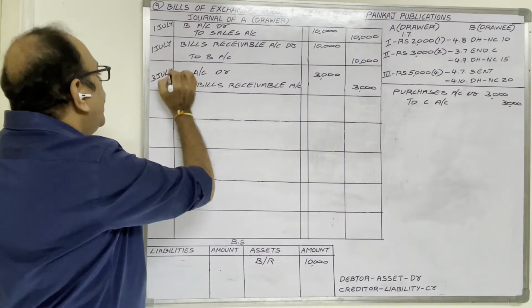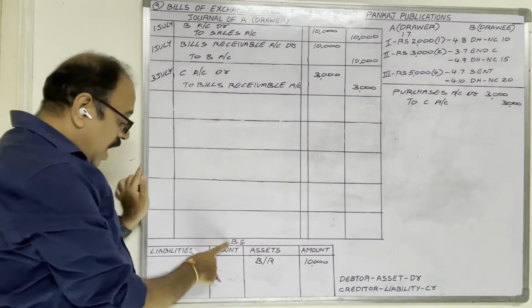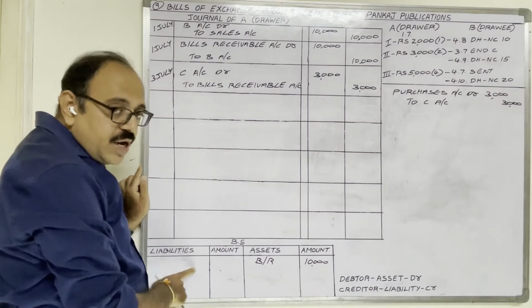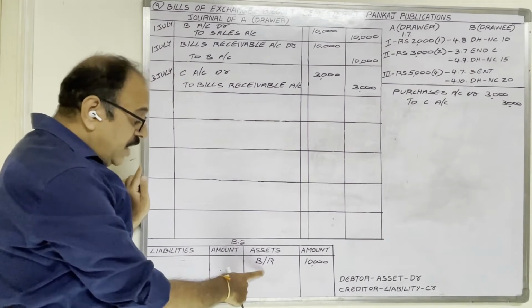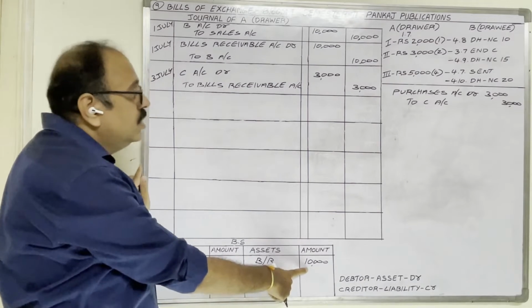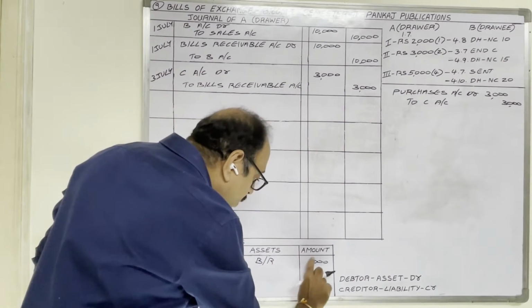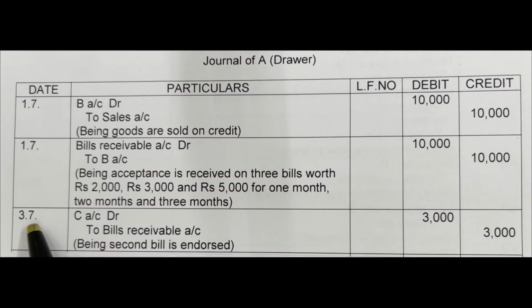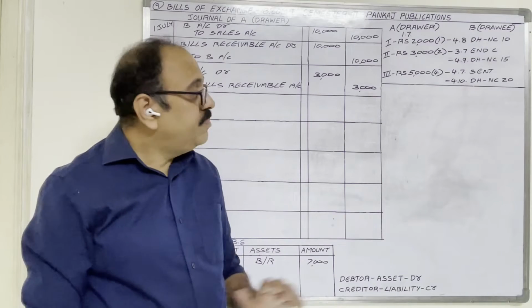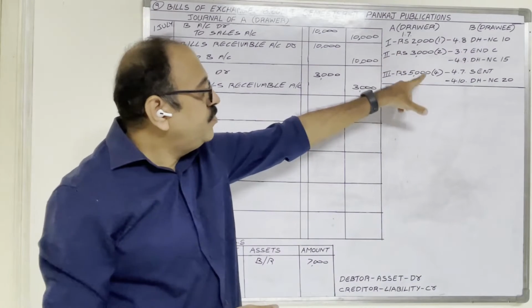What is the effect on balance sheet? On the liability side, creditor will get cancelled. On the asset side, in the 10,000 bill, 3,000 we are cancelling. Then the remaining bill value is 7,000 rupees. 3rd July, C account debtor to bills receivable account 3000. Narration, being second bill is endorsed. Next entry is for, think about the dates again.